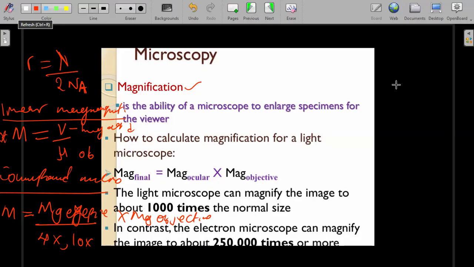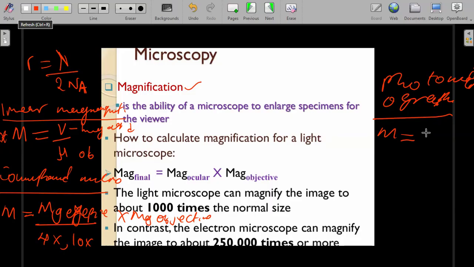Okay, so you can also get a magnification from what we call a photomicrograph. Magnification for this one is given by the size of the image on a paper, then you divide by the actual size of the image or the specimen.